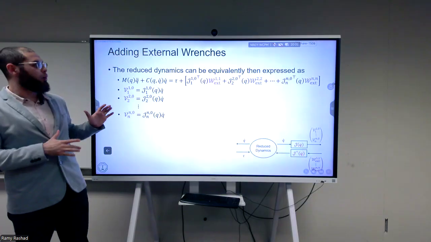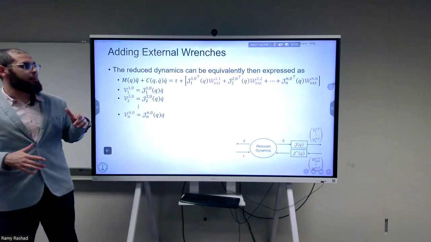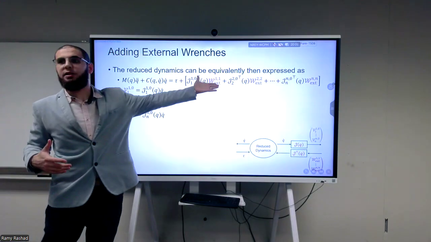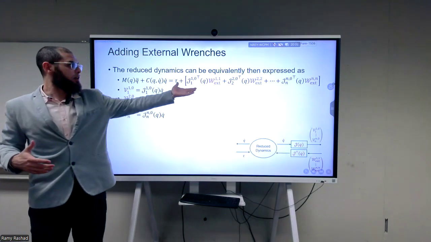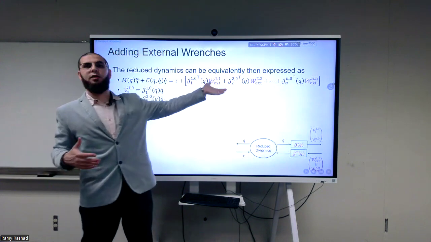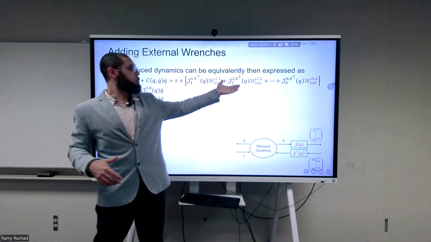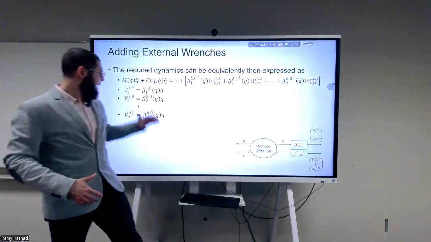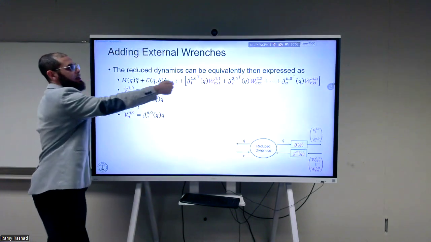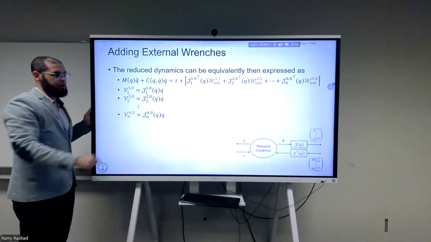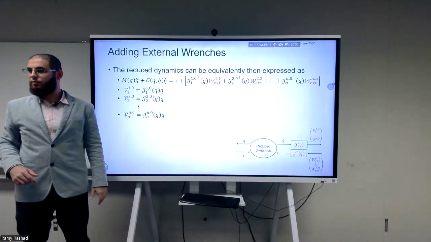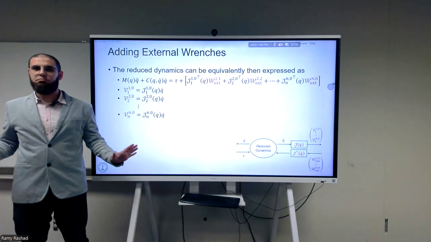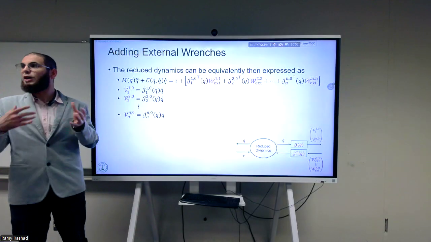Now if we go back to the reduced dynamic equation, when we had all of these external wrenches, we simply have this expression: J1 transpose multiplied by the external wrench at 1, J2 transpose multiplied by wrench 2, and so on and so forth, up to the nth one. And as an output equation, for every one of these external wrenches, we have a corresponding output equation like this. So this is how you do external wrenches. Easy? Very easy.